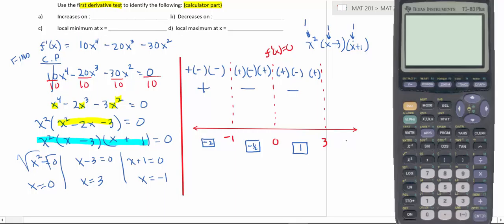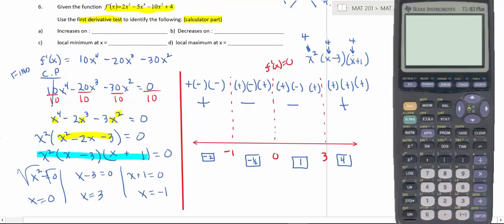Okay, test point bigger than 3. Let's work with 4. Go up here and use 4. So 4 squared is positive. 4 minus 3 is positive. And 4 plus 1 is positive. So you've got a positive result right there.